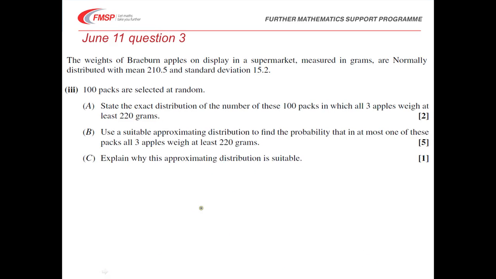Okay, explain why it's suitable. Well, we've gone through that at the beginning. N is large, P is small. So that will get you that final B mark there. Okay, so that's really quite pleasant. And again, we're looking really for the fact that actually NP is less than 10 would also be a sensible reason for this as well.